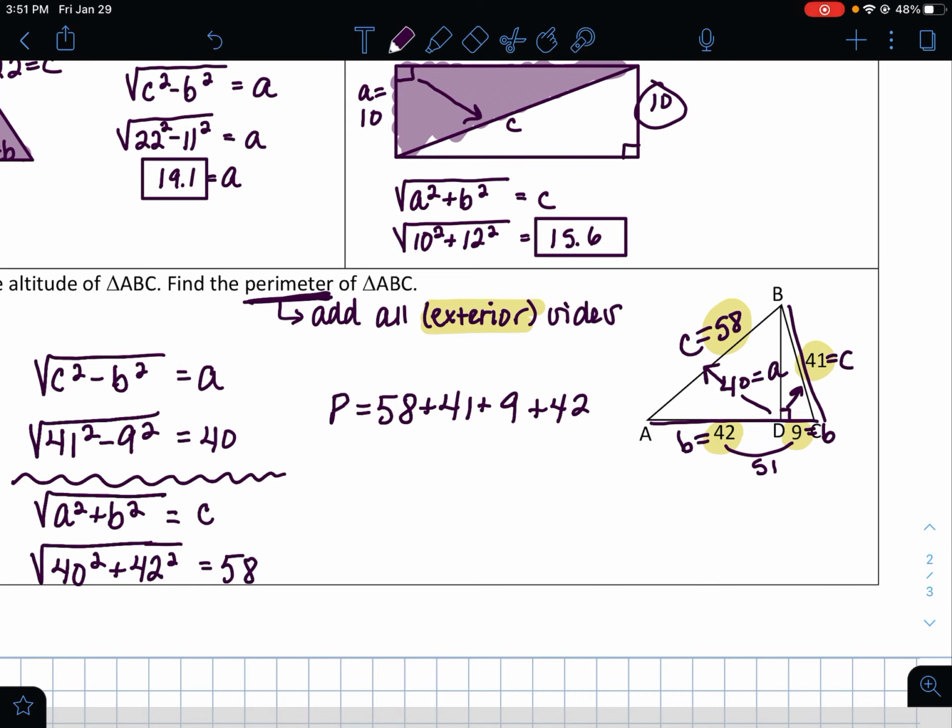All right, I'm going to use my calculator to just add those together. Nobody should be using NSolve for this step. We really need to be mindful of when we use NSolve. All right, there's your perimeter.